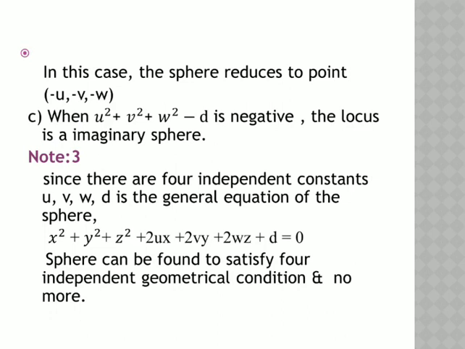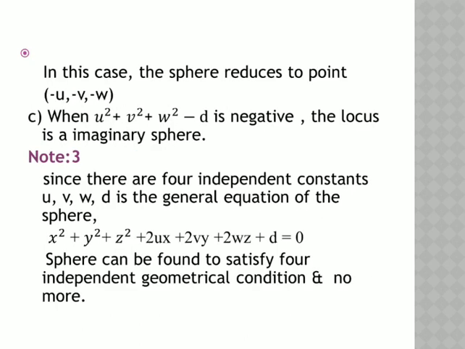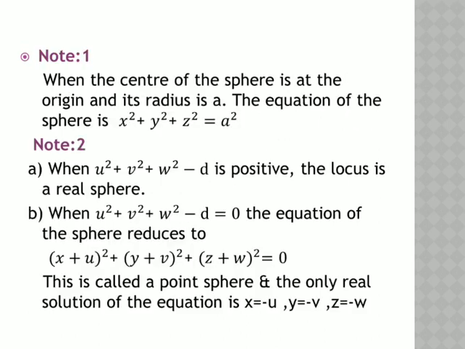When u square plus v square plus w square minus d is negative, the locus is an imaginary sphere. That is, in note 2 we say, if u square plus v square plus w square minus d is positive, the locus becomes a real sphere. Otherwise, if u square plus v square plus w square minus d is negative, the locus is an imaginary sphere. In another condition, u square plus v square plus w square minus d becomes equal to 0.